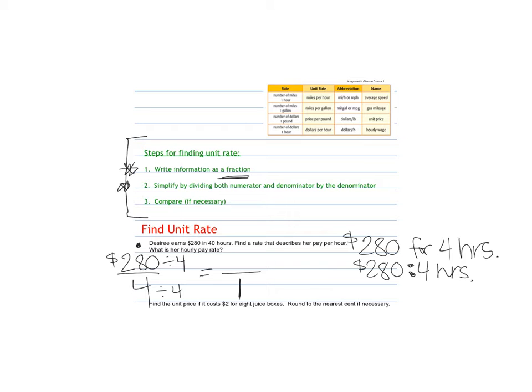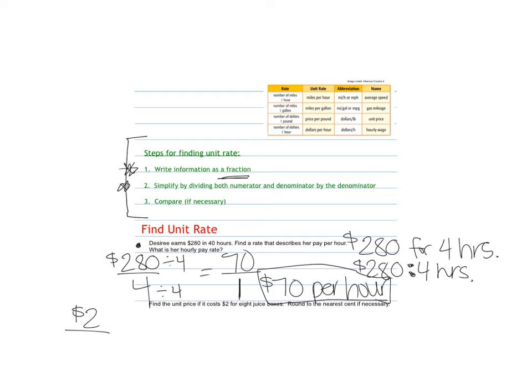And we can use our calculator finally on this unit. So I'm going to do 280 divided by 40, and I get 7, which tells me that she makes $7 per hour. So that is her unit rate. Find the unit rate, or the unit price, if it costs $2 for 8 juice boxes.